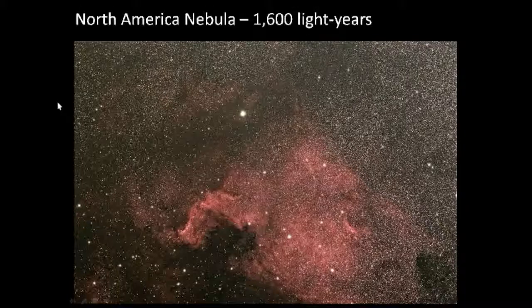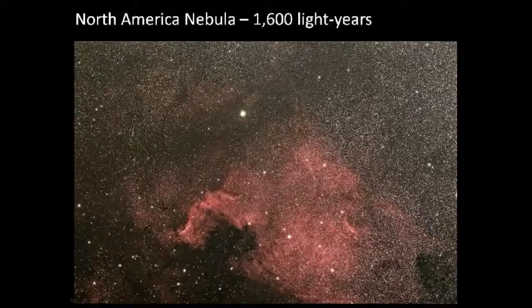Now we're getting slightly further away again. This is a massive emission nebula called the North American Nebula because it supposedly resembles the outline of the North American continent. Although in this image I think you have to turn it upside down in order to get the resemblance. I think this is supposed to be the Gulf of Mexico here.